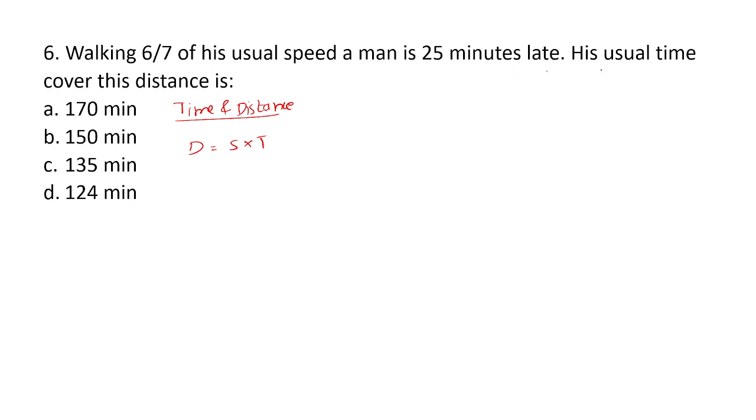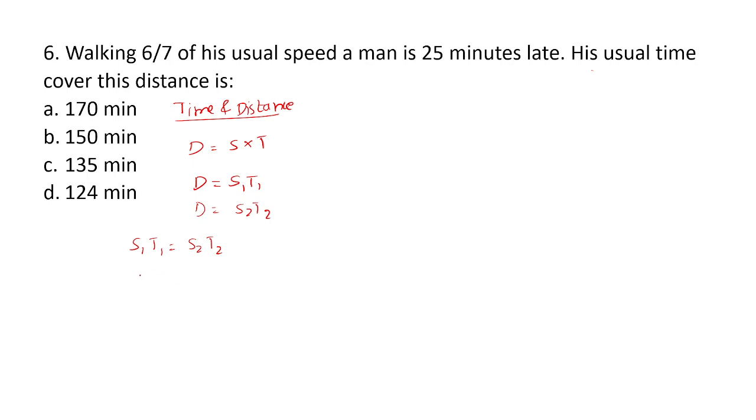His usual time in covering this distance is what he's asking. Fine, simple guys. So let's say in his usual condition, distance equals S1 T1. And the second case is having some other speed, which is S2 T2. Clear? The same distance is covered. So can I use the relation S1 T1 equals S2 T2?